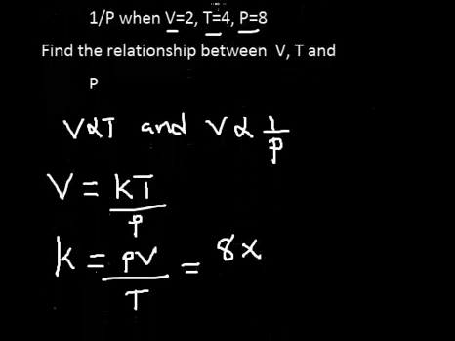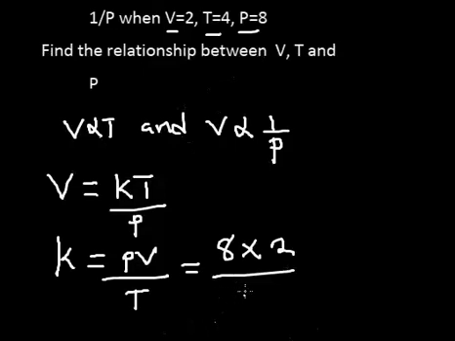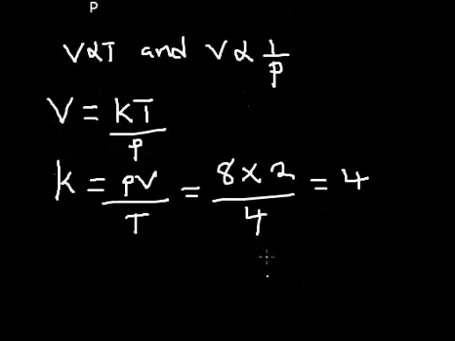At that instant, v is equal to 2 and p is equal to 8, divided by t which is equal to 4, so I'm having 16 all over 4. And of course, 16 divided by 4 should be 4, right? Yep, 16 divided by 4 is 4. Okay, so I've gotten my k.